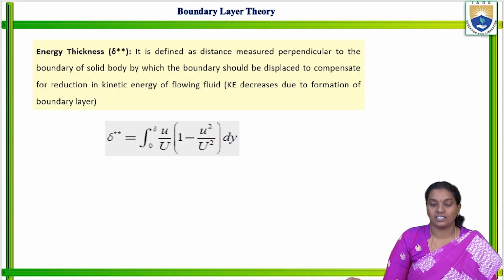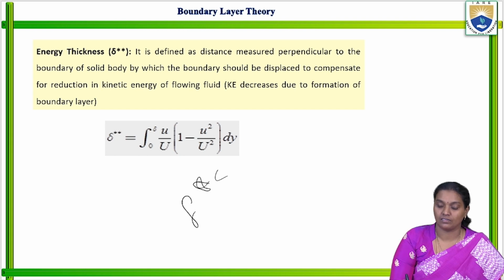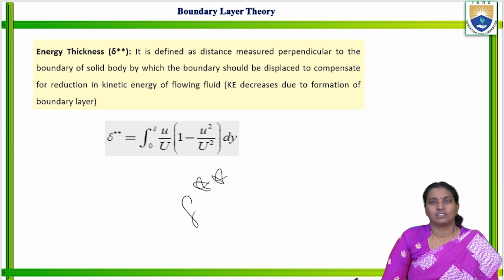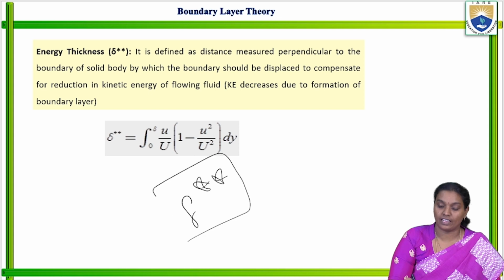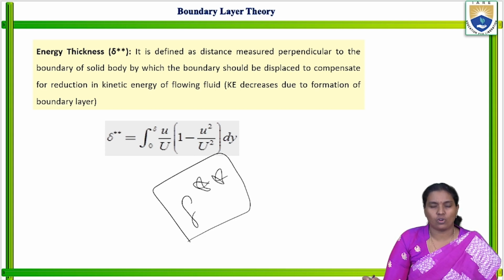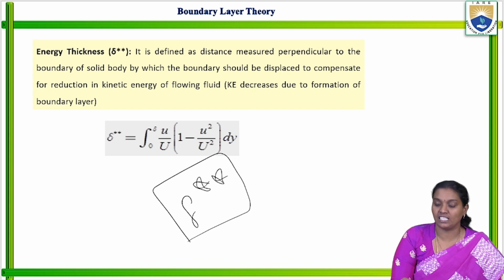The next one is energy thickness. This energy thickness is denoted delta star star, or delta 2 star. Coming to the definition of the energy thickness, it is defined as the distance measured perpendicular to the boundary of the solid body by which the boundary should be displaced to compensate for the reduction in kinetic energy of the flowing fluid.